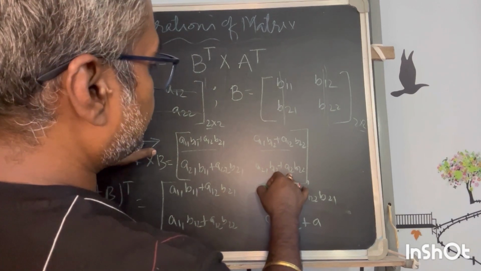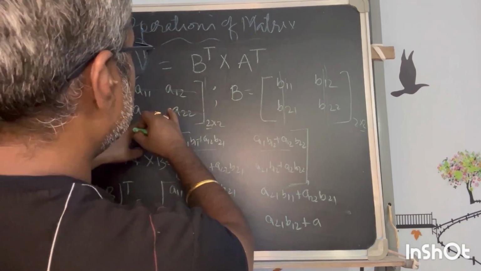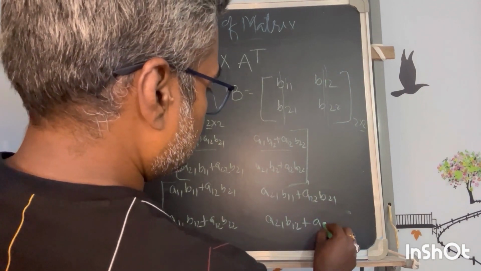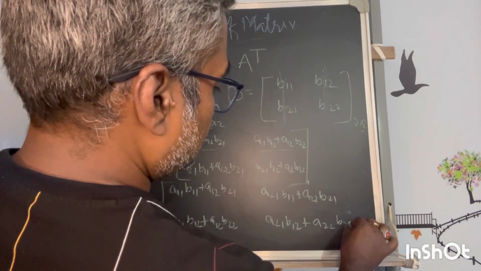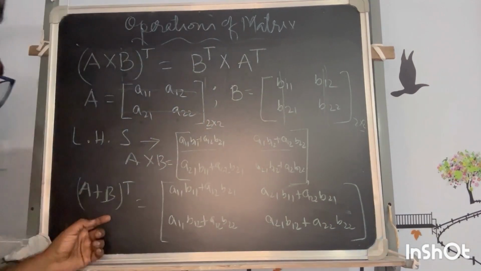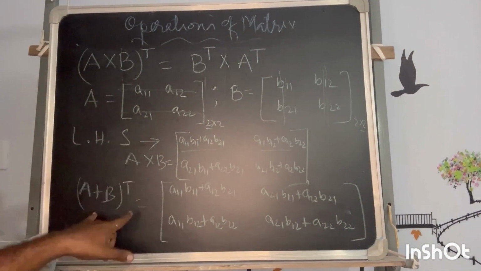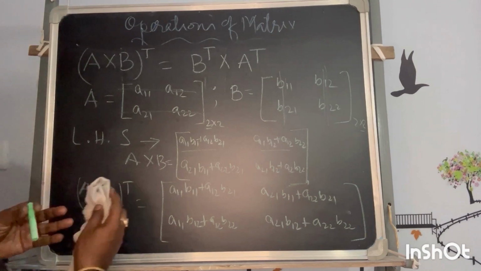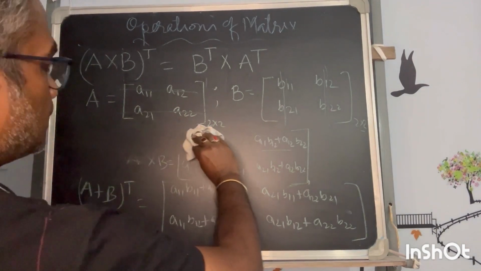A, the last one, this is A21 B12 plus A22 B22. Okay, fine. So this will be my ultimate result of the left hand side. Okay, remember this. Now I will work on the right hand side part.